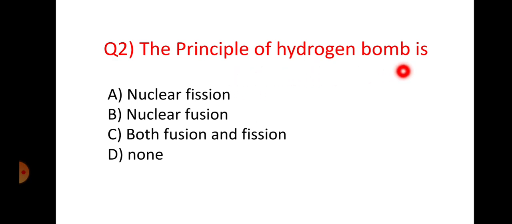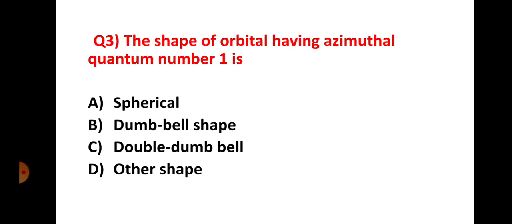The principle of the hydrogen bomb: we know that in a hydrogen bomb, lighter or smaller hydrogen atoms fuse to form a bigger atom. So the process is called nuclear fusion. Nuclear fusion is the answer for question number 2. Now let us move to question number 3.